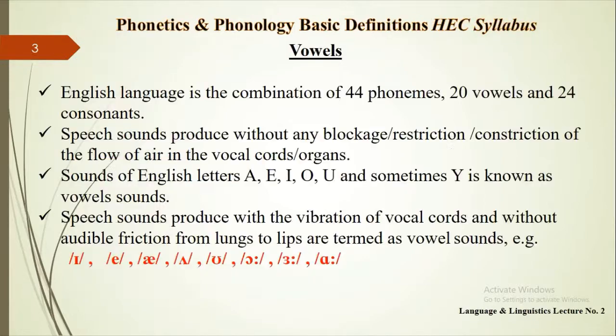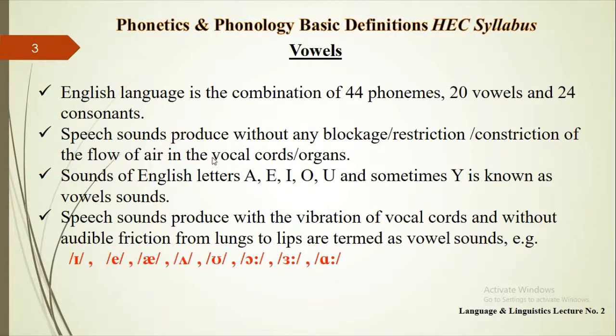So let's move on. The English language is a combination of 44 phonemes, where 20 sounds are vowel sounds and 24 are consonant sounds. Both vowels and consonants are sounds, they are not alphabet letters. Sometimes English letters like A, E, I, O, U and Y produce sounds similar to vowel sounds. Those sounds produced without any blockage or restriction of airflow from the vocal organs or vocal cords are known as vowel sounds.